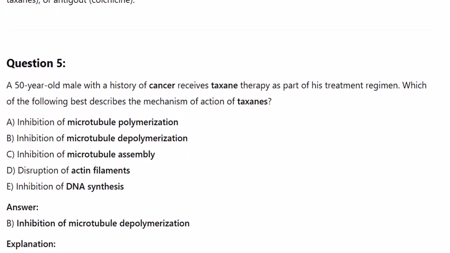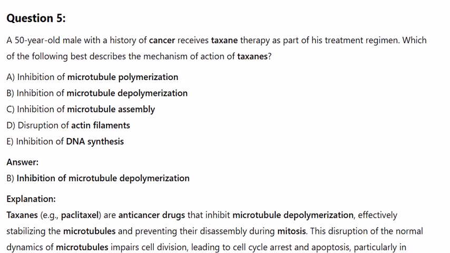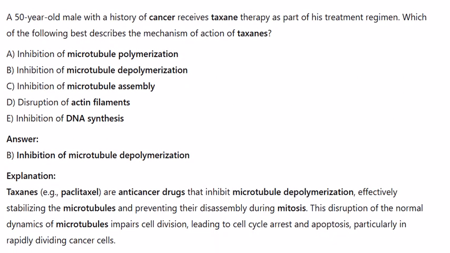Question 5. A 50-year-old male with a history of cancer receives taxane therapy as part of his treatment regimen. Which of the following best describes the mechanism of action of taxanes? A. Inhibition of microtubule polymerization. B. Inhibition of microtubule depolymerization. C. Inhibition of microtubule assembly. D. Disruption of actin filaments. E. Inhibition of DNA synthesis. Answer B. Inhibition of microtubule depolymerization.